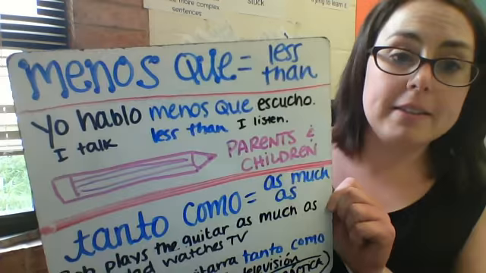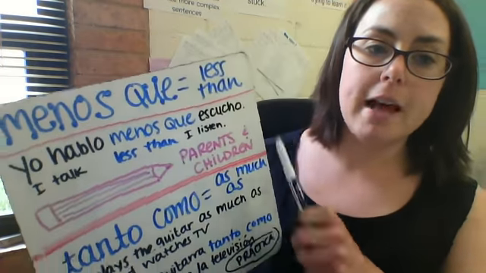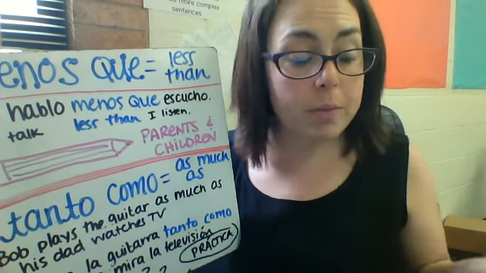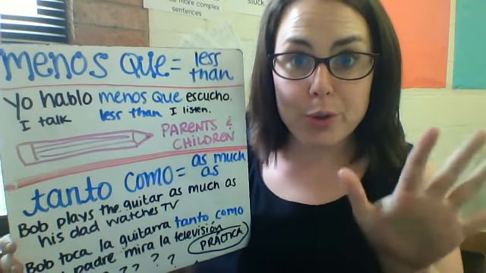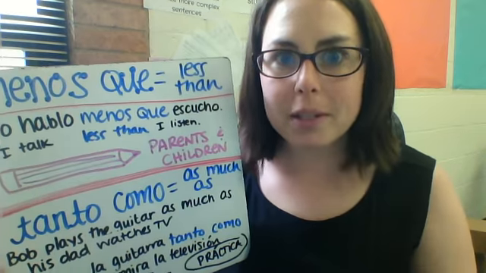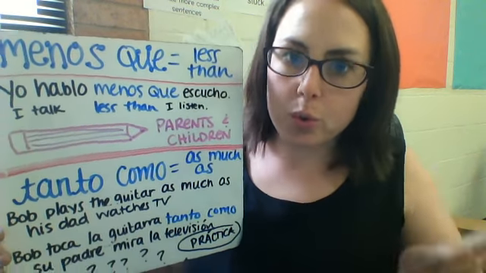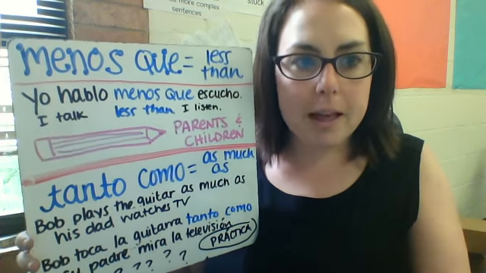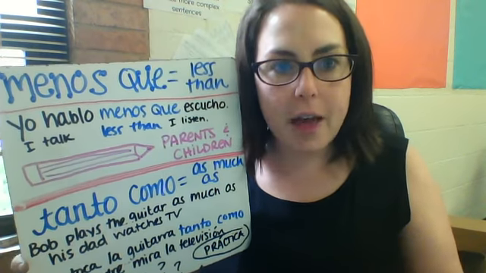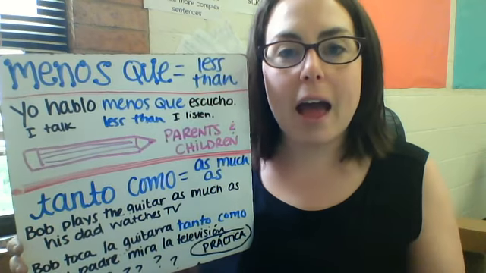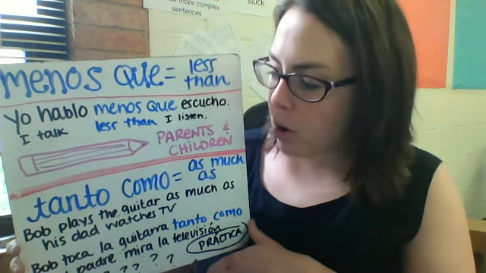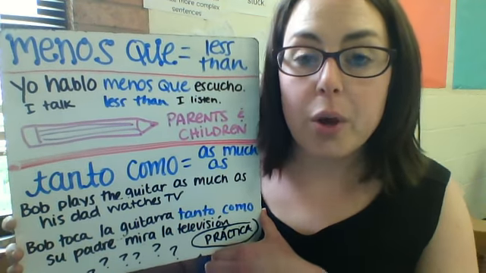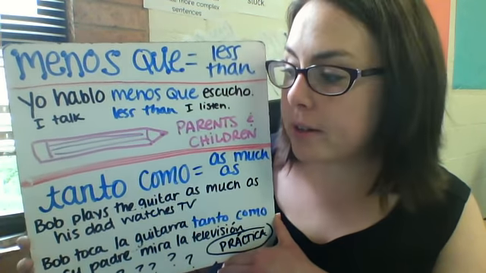So for your practice example, for menos que, for less than, I would like you to compare something with parents and children. Okay, so you can think about so many different possibilities with comparing things that parents do with things that children do, things that your parents do less than, or something that you do less than them. There's so many things that you could probably think of to compare with parents and children. So please write your practice sentence for this one, with parents and children as your comparison.